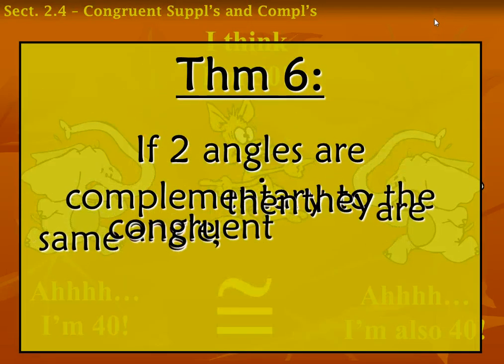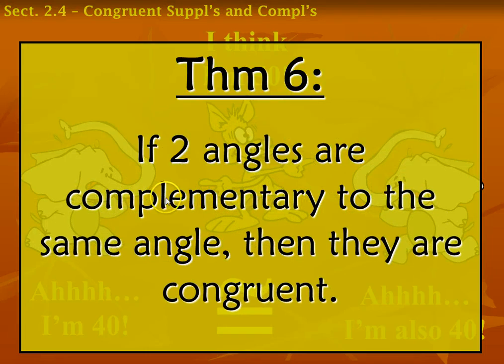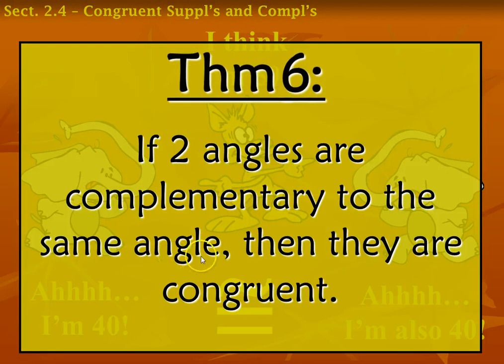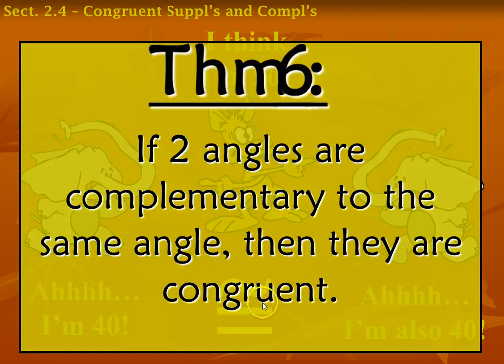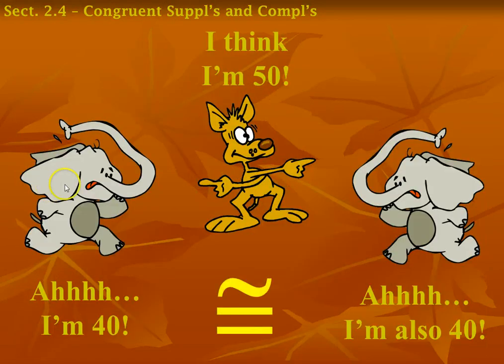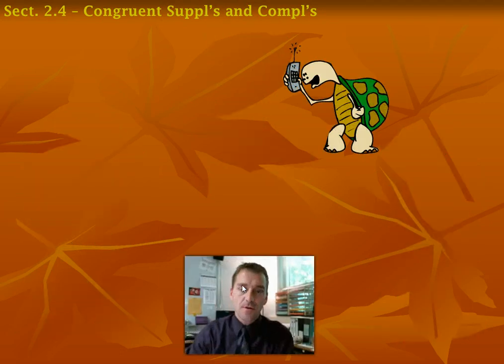So write this down in your notes. If two angles are complementary to the same angle, then they are congruent. So two angles, two different things, complementary to the same exact angle, then they are congruent. So here it is again. These two guys are complementary to that hyena thing. Therefore, they, the elephants, are congruent. And the last one, the last theorem.